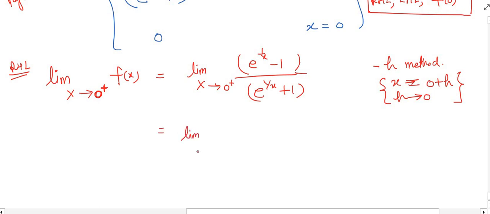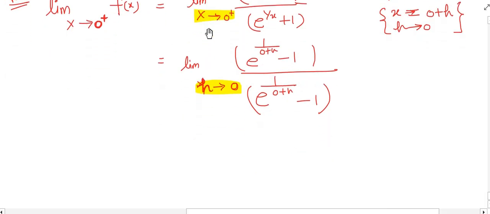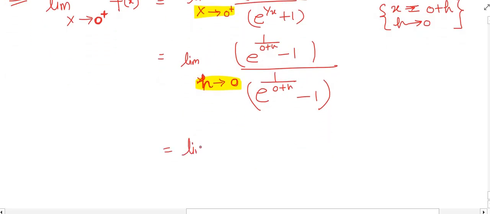See here, limit h tending to 0. We have changed the limit from 0 plus to h, and x is replaced by 0 plus h, so we get (e raised to power 1 by (0 plus h) minus 1) by (e raised to power 1 by (0 plus h) plus 1). Let's simplify. So this becomes limit h tending to 0 of (e raised to power 1 by h minus 1) by (e raised to power 1 by h plus 1).